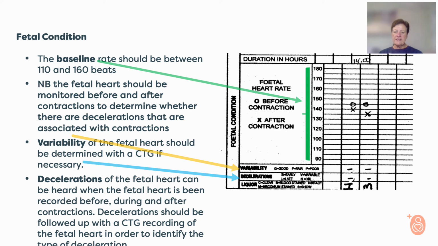Decelerations, we can hear decelerations with our ears. If we do listen to the fetal heart rate during and after contractions, we might pick up the decelerations. And if there are any decelerations, we need to follow it up with a CTG. In all cases of high-risk patients, doesn't matter what makes them high-risk patients, the fetal heart should be monitored continuously with a CTG machine.